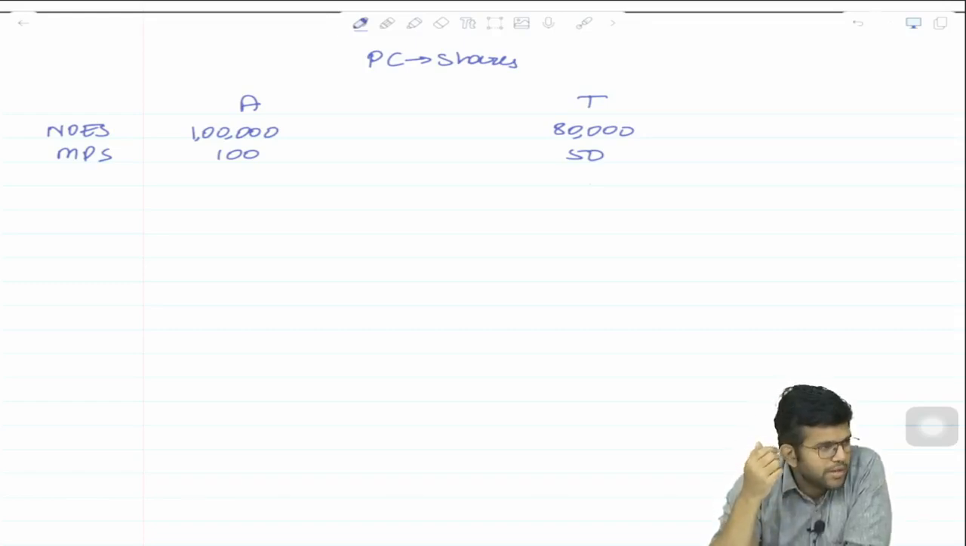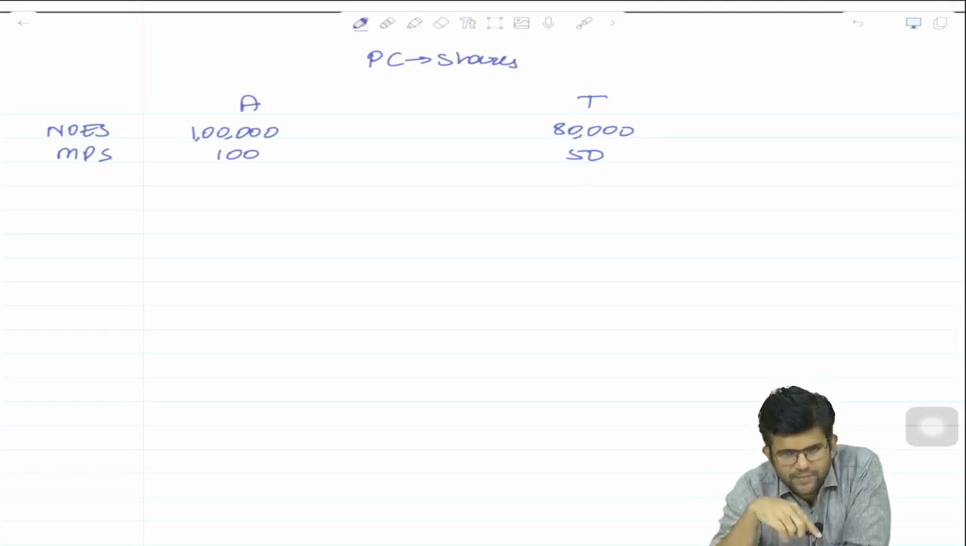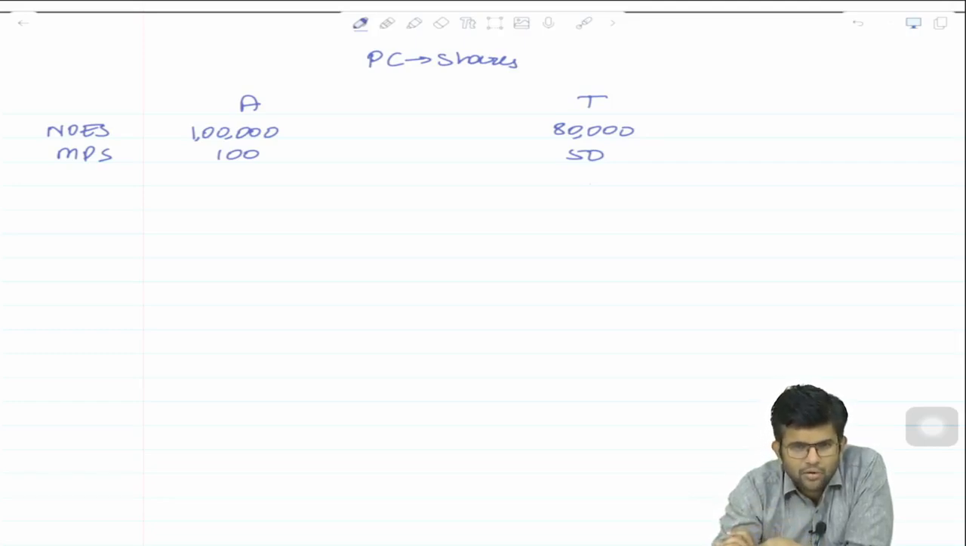So, if A is going to issue half of its shares, can I say the total shares that A will issue will be 40,000? Because for every one share of T, A is going to issue half a share. So, for 80,000 shares, can I say A will issue 40,000 shares? Everybody clear?